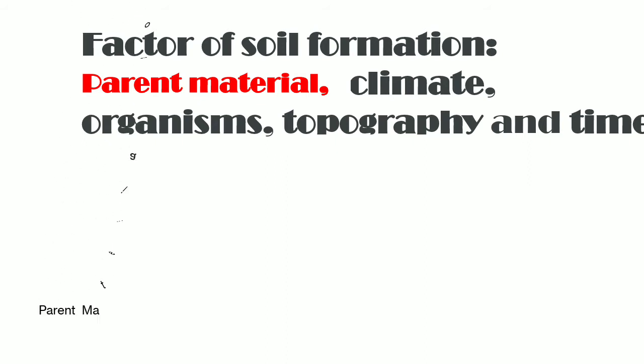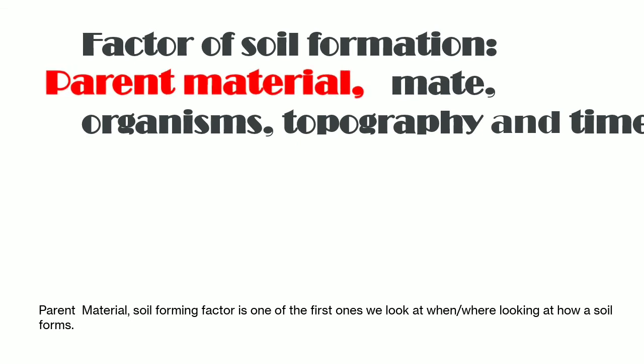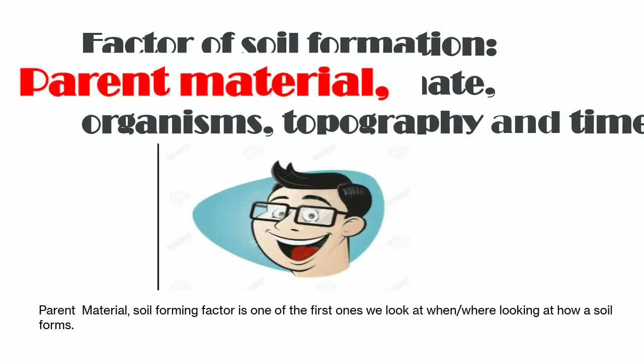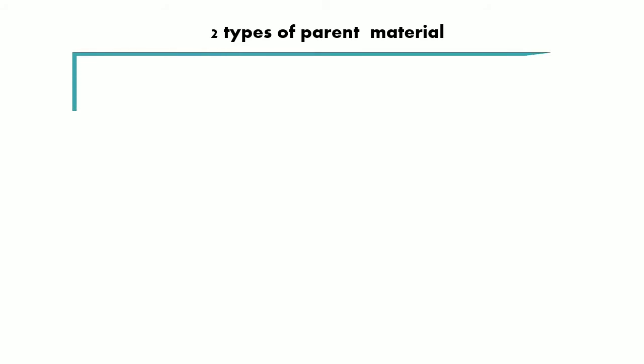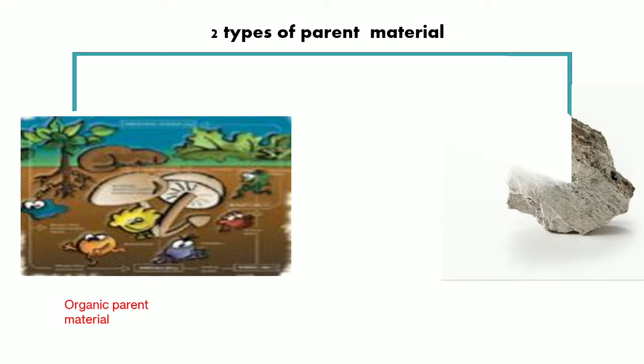Today we learn about the role of parent material as a soil forming factor. Parent material is one of the first factors we look at when we're looking at how a soil forms. There are two types of parent material: organic parent material and mineral parent material, or inorganic parent material.